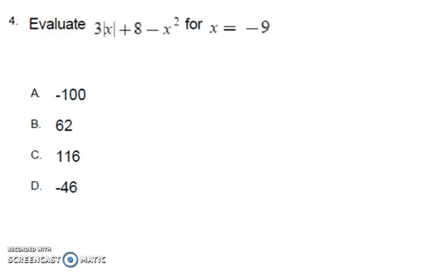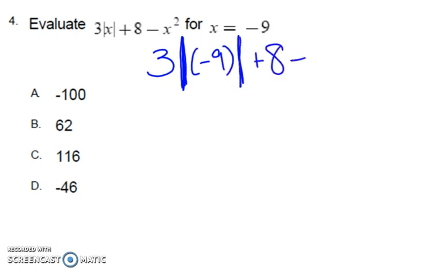Evaluate our expression for when x equals negative 9. So again, we're going to substitute it in, putting it in parentheses. These bars, we have to remember, mean absolute value. And absolute value means my number is always going to be positive. I'm still going to put it in parentheses and put it in there. And again, in parentheses at the end.